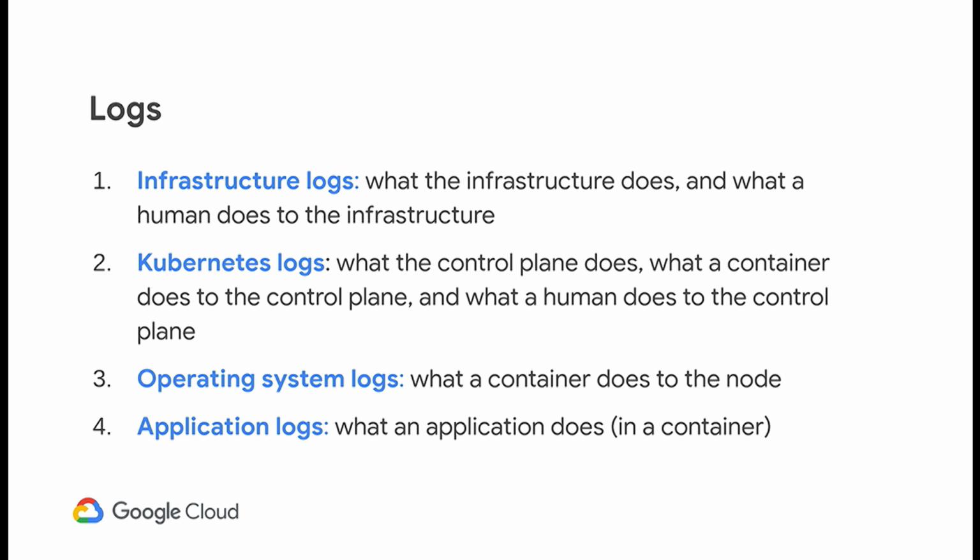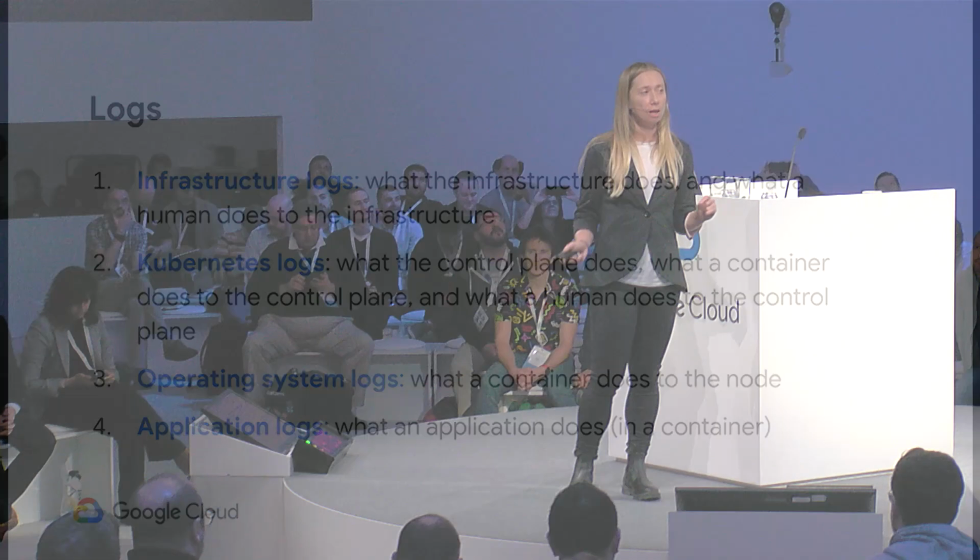Many logs don't really change significantly for containerized environments. For example, network logs look pretty much the same as long as you can tie an IP address back to a single pod rather than the node it's running on. There are a lot of logs that you're going to be collecting in your environment, but we're going to focus on some of the key ones: infrastructure logs, Kubernetes logs, operating system logs, and application logs.